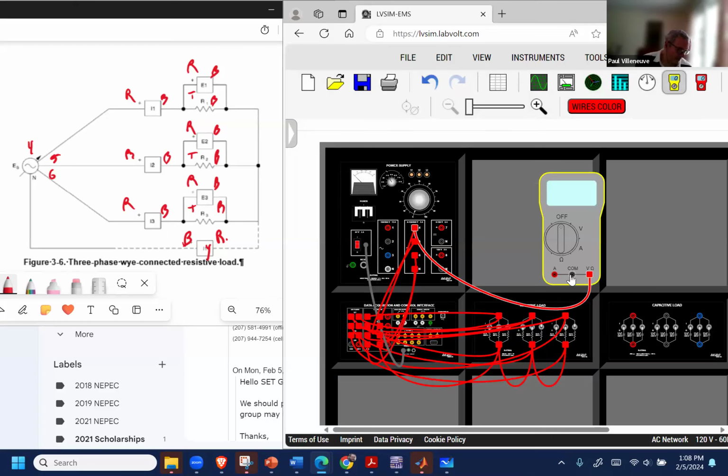I thought I had the power supply off, but okay. And now I flip this into the on position. So I've got my voltage configured over there. The voltmeter is acting a little funky today. Sorry about this, folks. Let's turn it off and then try it again.